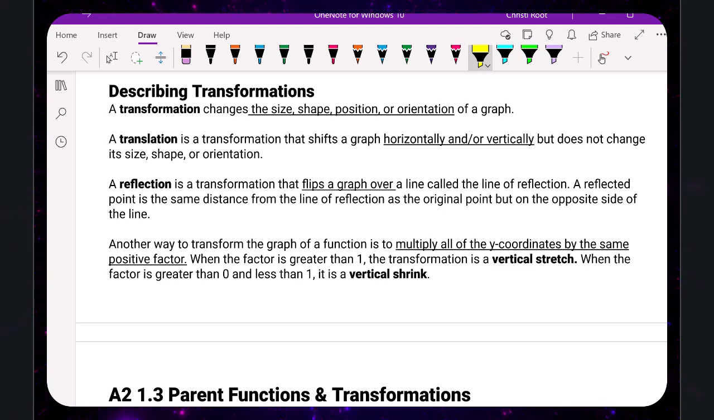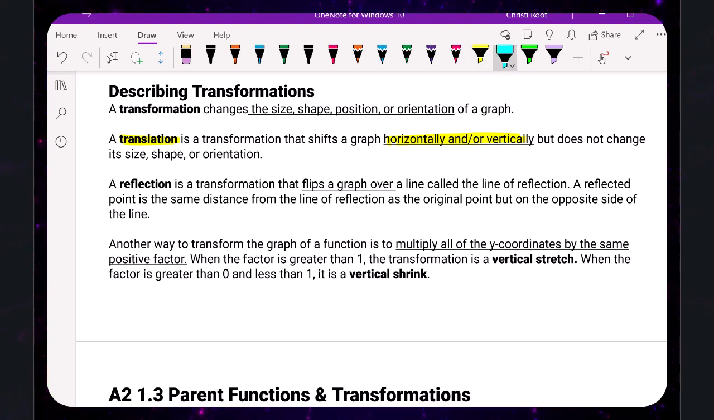More specifically, though, is called a translation. When you translate a graph, you're going to translate it up or down. You can move it up, down, left or right. So it can move either horizontally or vertically. Translation, almost like slation, slide. You're sliding it up, down, left, or right. You're not really changing the shape of it.